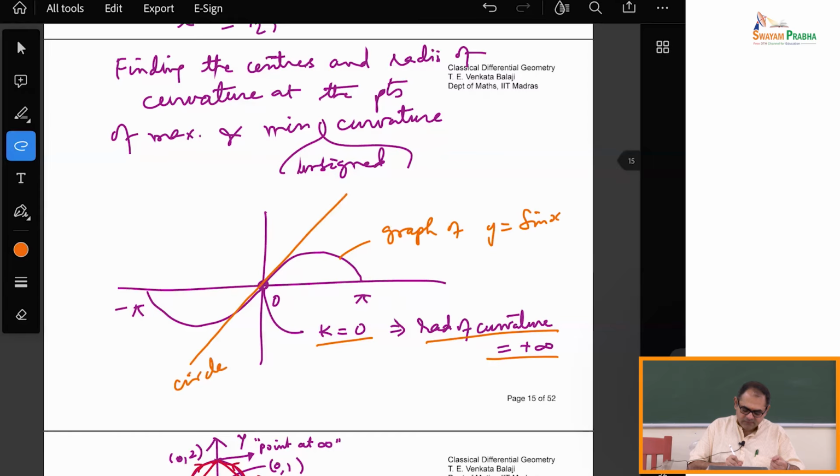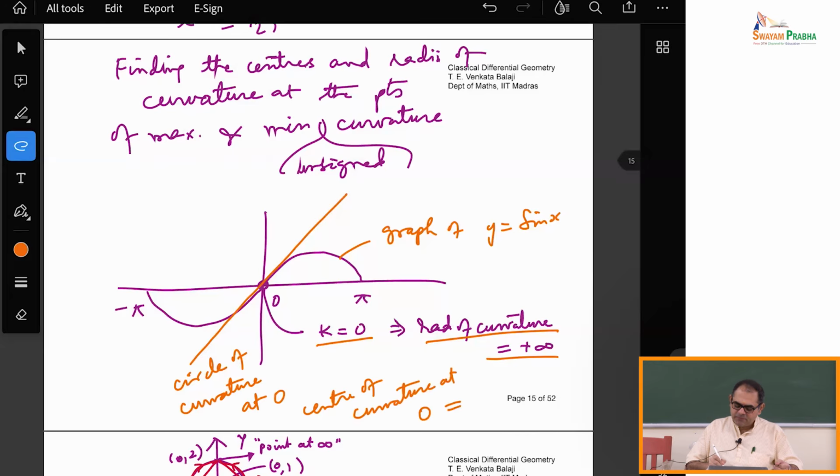This is the circle of curvature at 0. And the center of curvature at 0 will be the point at infinity, where this point at infinity has to be understood in the sense of the stereographic projection. Of course, you can say that the center of curvature lies at infinity. I'm fine with that.